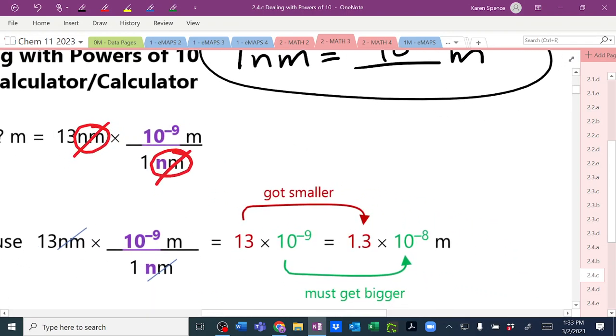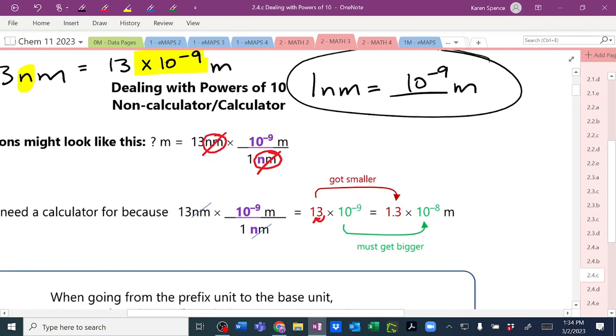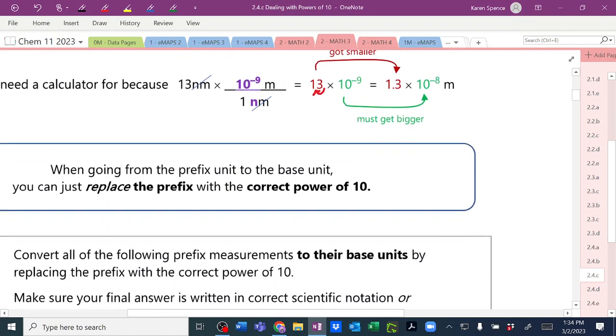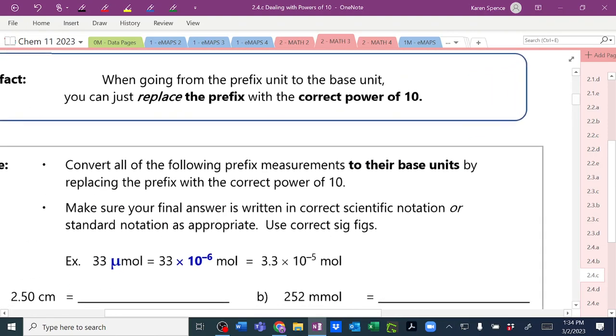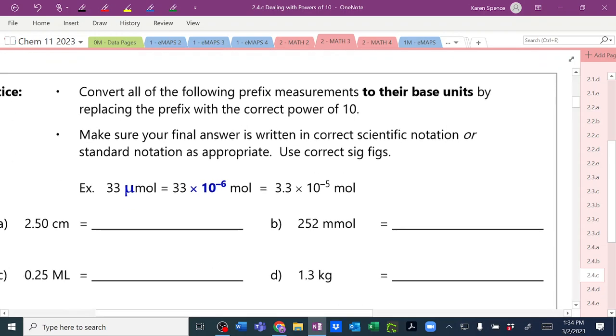We would not want to leave that as 13 times 10 to the negative 9, because that is not scientific notation. Move your decimal place over 1. That becomes 1.3, and the 10 to the 9 becomes 10 to the negative 8. Okay? So when you're going from the prefix unit to the base unit, you can just replace the prefix with the power of 10. We're going to leave this one for you to do on your own.